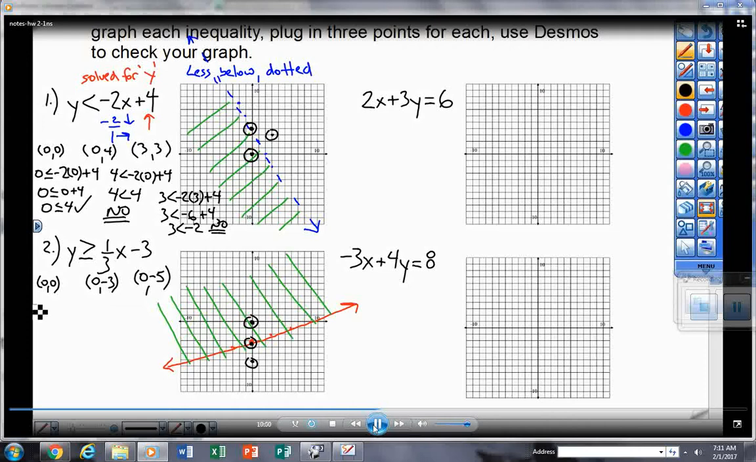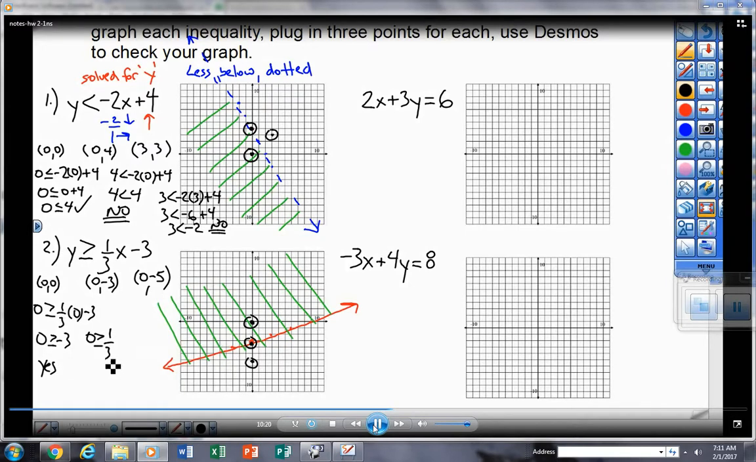So 0, 0. When I plug in 0 for x and 0 for y, it gives me 0 greater than or equal to 0 minus 3, because again, 0 times 1/3 is 0. That is a true statement. 0 is larger than negative 3. You would rather owe someone $0 than $3.